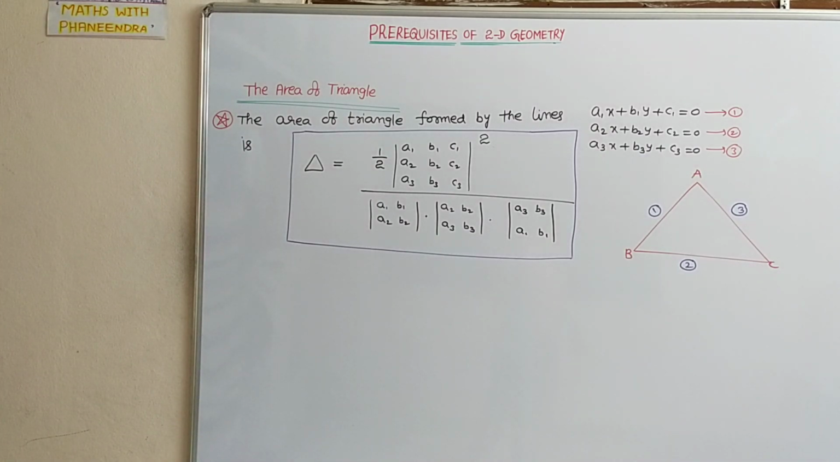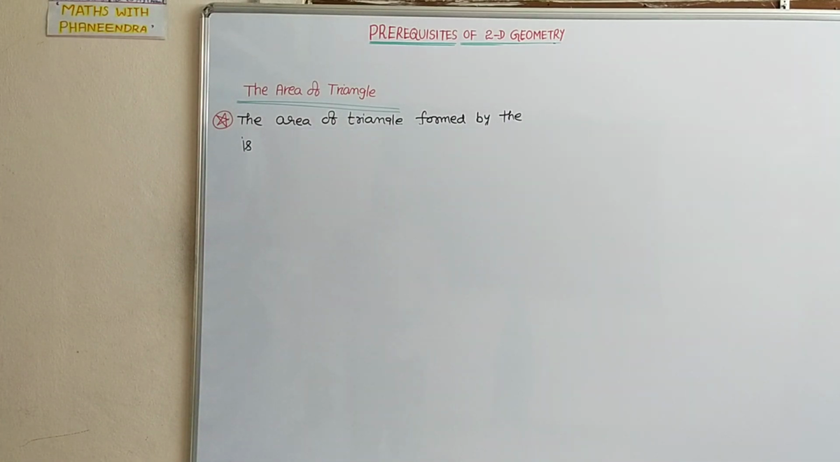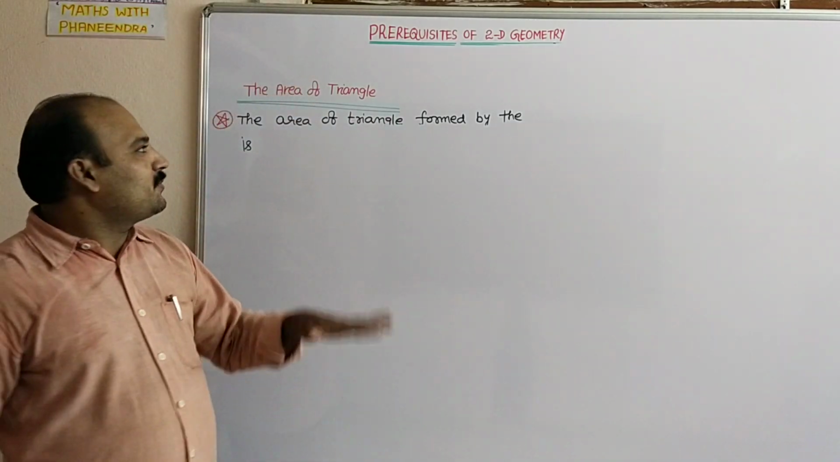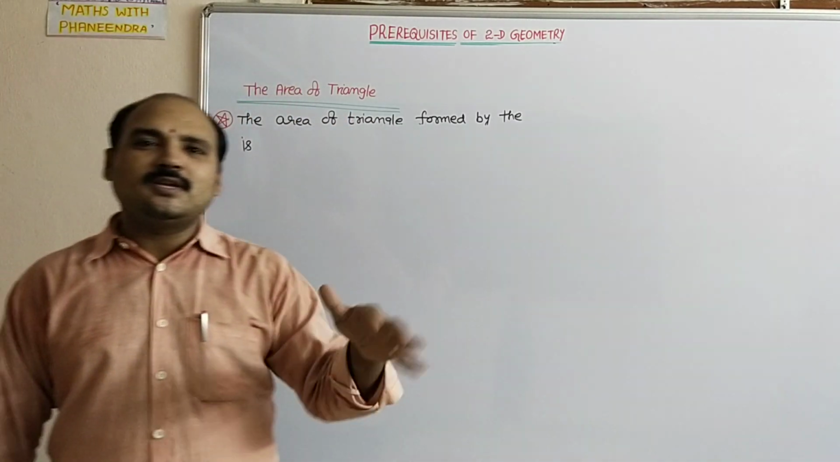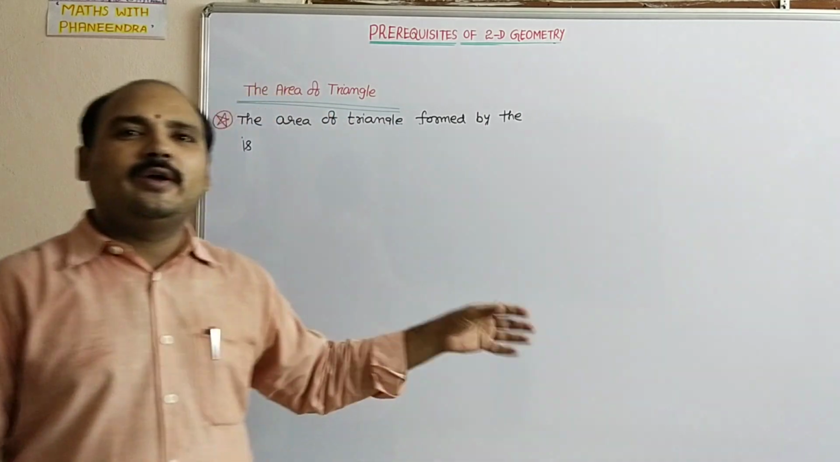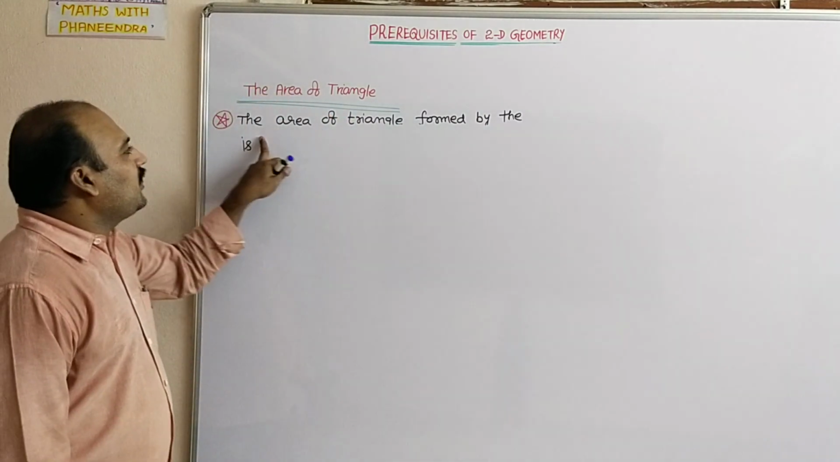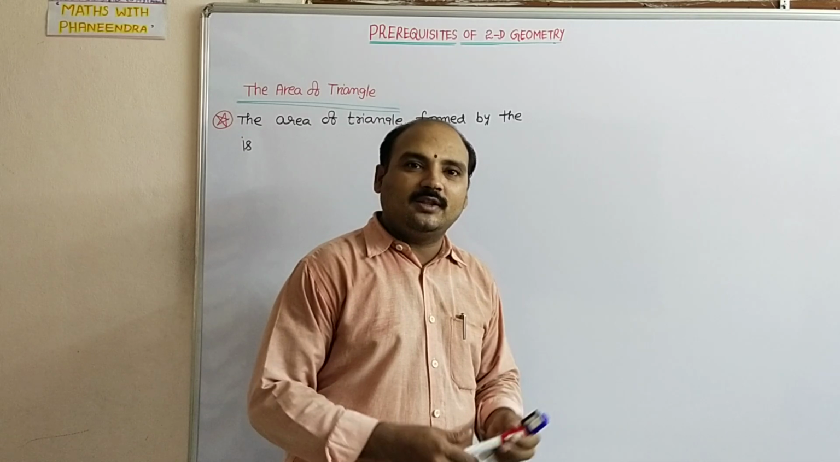The next concept related to the area of a triangle. See how many formulas we have for the same concept. The area of the triangle formed by the points.